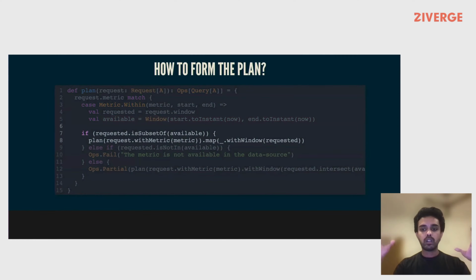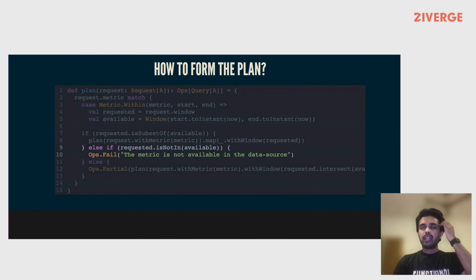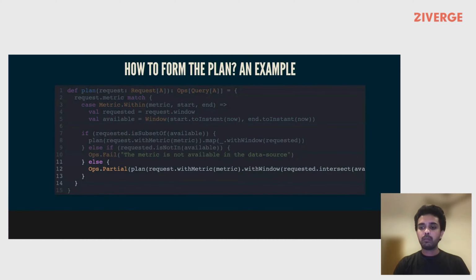Then you can match versus you can have an if else condition where if the requested window is a subset of the available window, well, that's cool enough, right? We've got the results for you ready. Basically call the plan again with the loop. Remember that metric within is recursive. And if it's not available, it's a failure. And if it's available, but only a part of the time window is available, then it's a partial result. All of that is being dealt with in the ops node, in the ops ADT.